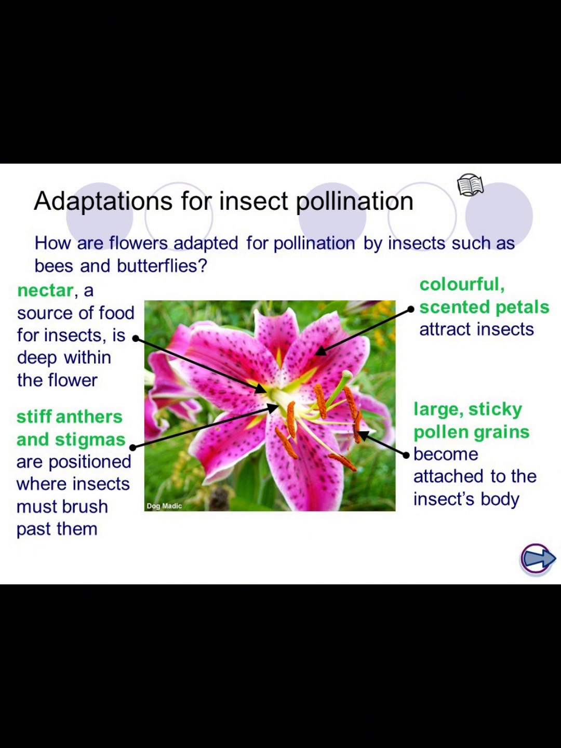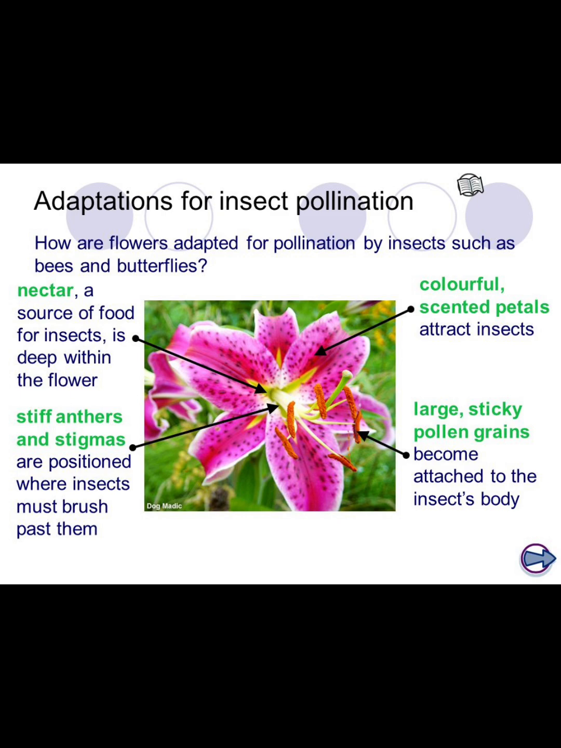And also you need to explain that they have large sticky pollen grains which become attached to the insect body. The nectar, which is the source of food for insects, is going to be located deep within the corolla of the flower. Also, they have stiff anthers and stigmas that are positioned where insects must brush past them.